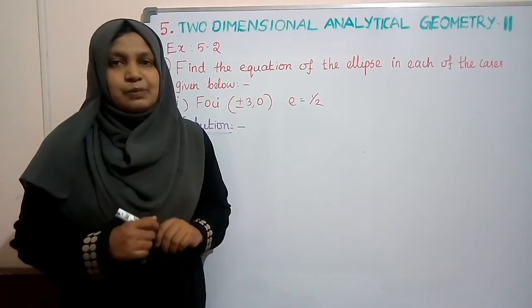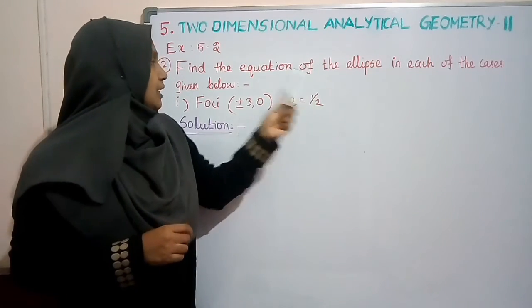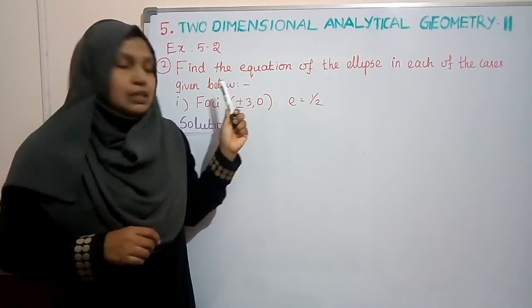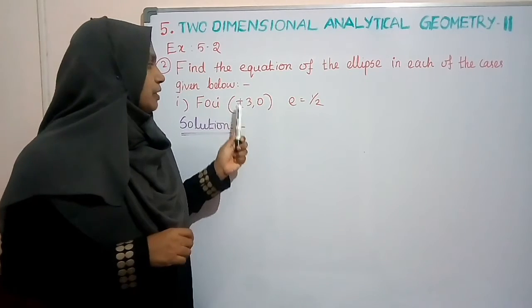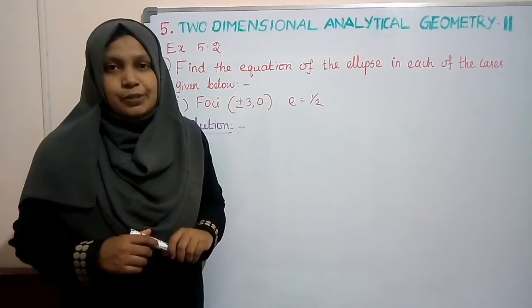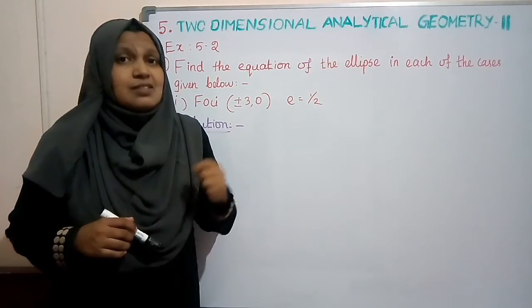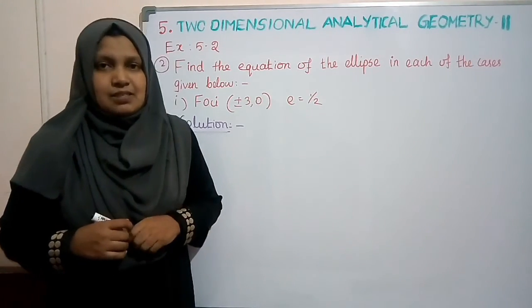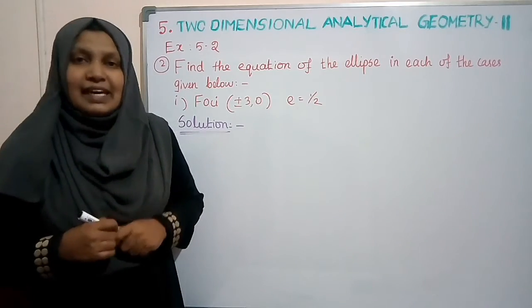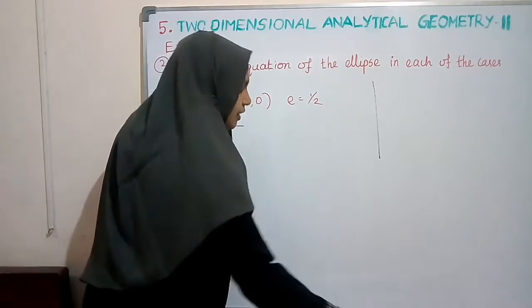Now exercise 5.2, question number 2. Find the equation of the ellipse in each of the cases given below. Subdivision 1: foci plus or minus 3, 0 and eccentricity 1 by 2. We should know whether the ellipse is in the first form, that is, the major axis is along the x-axis or the y-axis. For that we should draw the diagram. So just draw a rough diagram here.